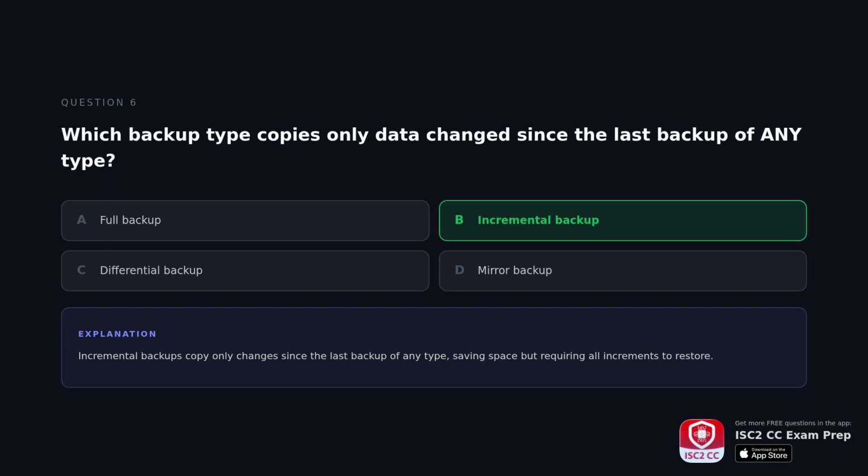The correct answer is incremental backup. Incremental backups copy only changes since the last backup of any type, saving space, but requiring all increments to restore.